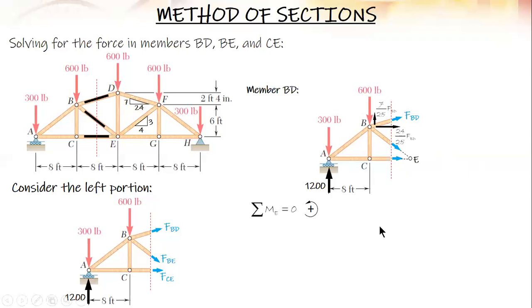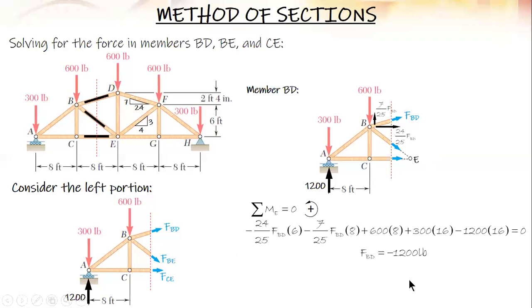So, let us take moments at E. This one is clockwise, this one counterclockwise, and another clockwise. So you have 5 moments. This one, 24 over 25, the distance is 6. And then 7 over 25, the distance is 8, and so on. If BD is equal to negative 1,2, therefore member BD is in compression.